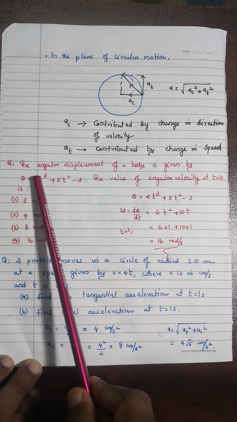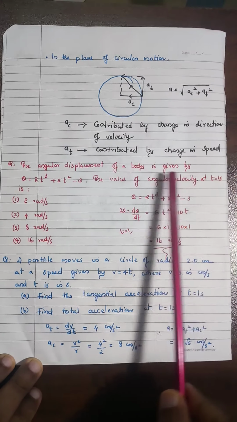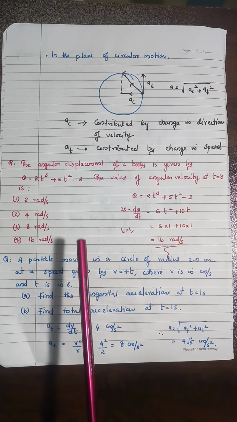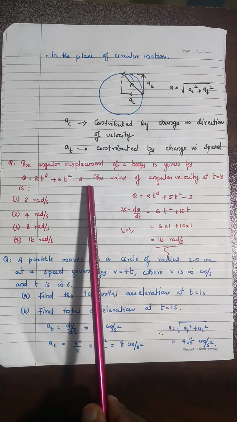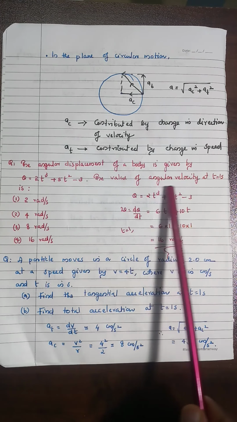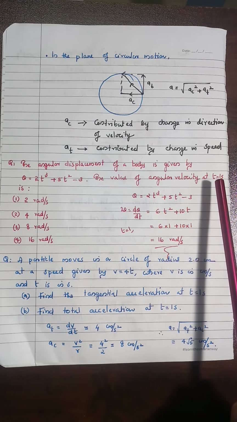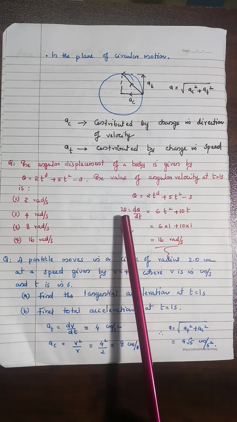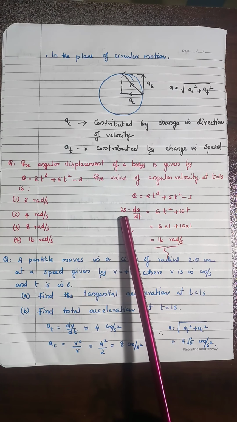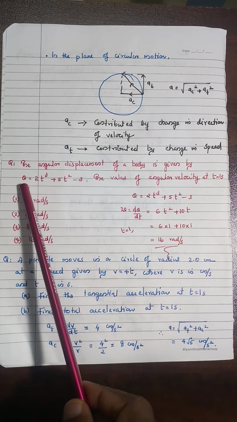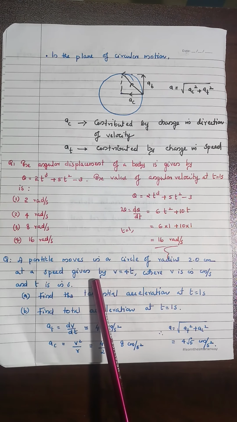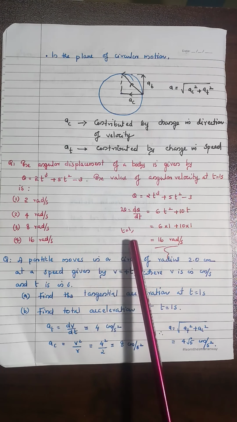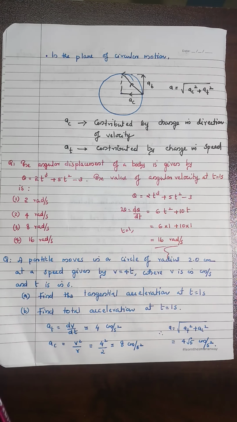Here, the angular displacement of a body is given by theta equal to 2t cube plus 5t square minus 3. What is the value of angular velocity at t equal to 1 second? We know how to find the angular velocity. It is nothing but the first differential of angular displacement. So you get the value as 6t square plus 10t. If you put t equal to 1, we get the answer.